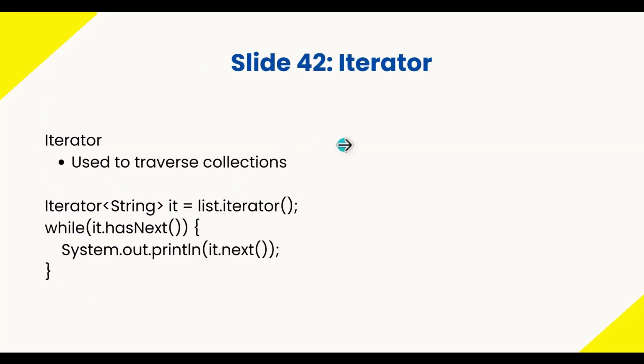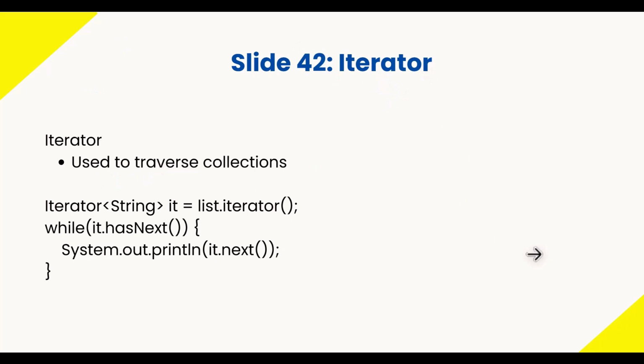Next part is Iterator. An iterator is an object in Java that helps you traverse the elements of a collection one by one. Just like flipping pages in a book one by one, an iterator lets you read, check, or remove elements one at a time from the list or set. So for that, we use the iterator.